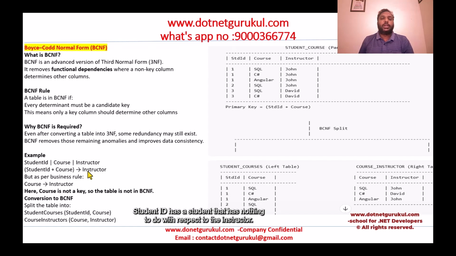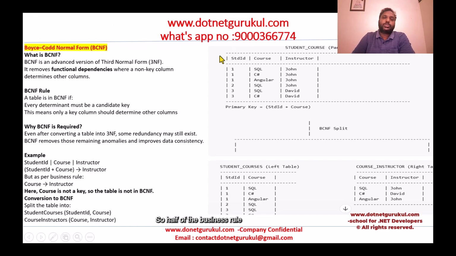The student ID has nothing to do with the instructor. The course determines the instructor. If I'm an instructor, I don't care who the student is; for me it matters which course. I'm talking with respect to the business rules. As per the business rules, the course should determine the instructor, not the student ID. The combination of student ID and course might be suitable for the third normal form, but with respect to the BCNF, or 3.5 normal form, the course alone determines the instructor.